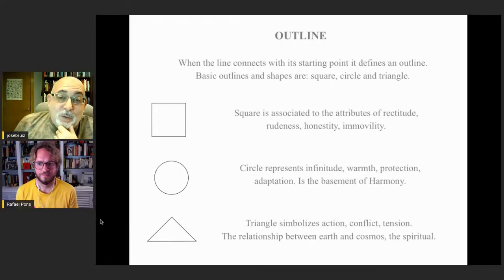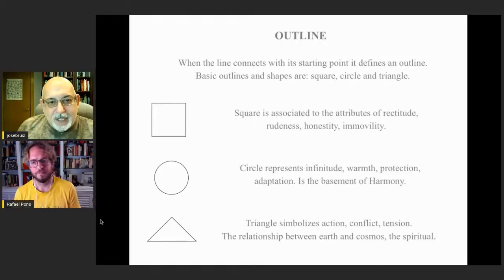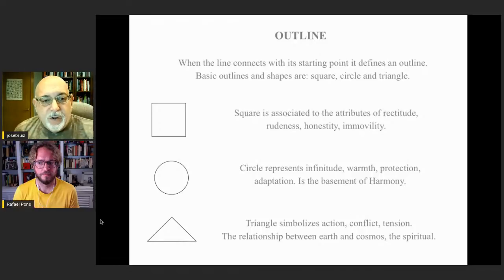Well, outline is not the same as shape. Outline is empty inside. It's a more basic element than the shape. Outline is when the line connects with its starting point. And then you have these basic outlines: a square, circle, triangle. And this is the basic to know about what a line is, how it works, and also later about direction and structure. For example, from the circle, all the curved lines come out.